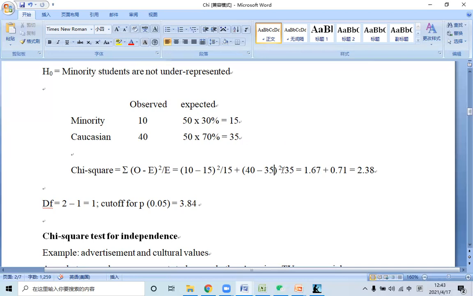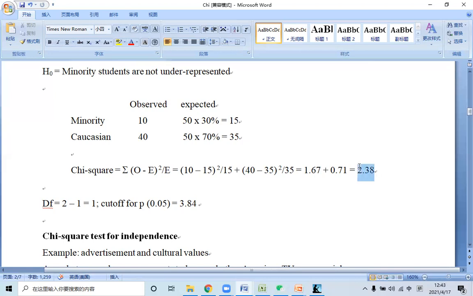And now you square it. You get rid of the negative sign by squaring it, and then you divide it by the expected value. So here, you get the results. You don't have negative scores. You only have positive scores after you take the squared deviation, and you get the chi-square value.